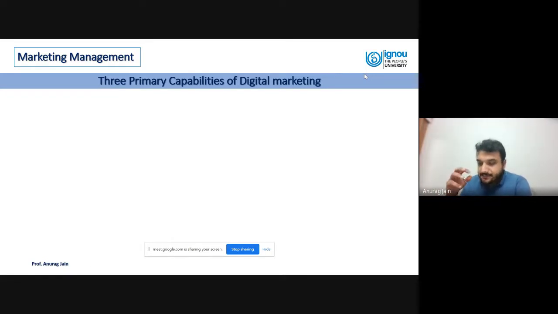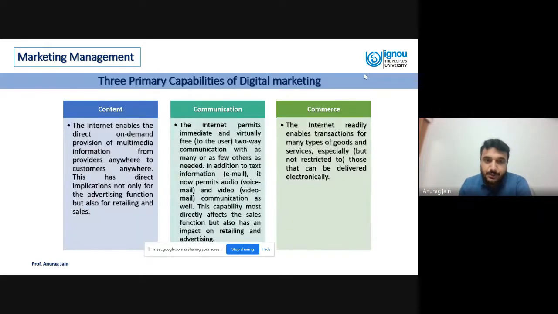In a sense, wherever the audience is available online, and wherever a marketer wants to save the cost on these traditional channels. So these are the three primary capabilities which we are going to talk about, which make digital marketing more effective as compared to traditional marketing channels. First is content, second is communication, and third is commerce.